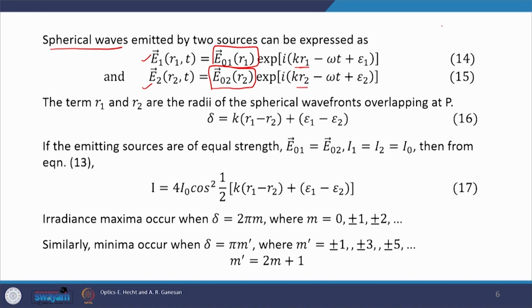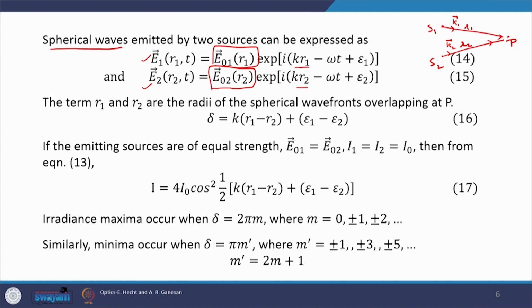We were having two sources and a point of observation P here. As this is S1, this is S2, the waves starting from S1 and S2 are reaching point P. Now, this is R1 and this is R2. And the k is also in the same direction, because in the spherical wave, the radial vector and the wave vector would be in the same direction.